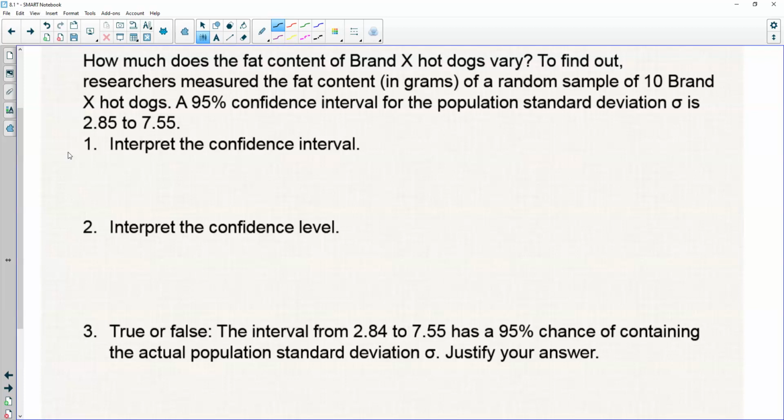I'll say that one more time. We didn't have to actually say the 10 in our explanation if we don't want to, but you can. You could say if many samples of 10 hot dogs were taken. But I said, if this sampling procedure were repeated many times, about 95% of the confidence intervals would capture the population standard deviation of the fat content of brand X hot dogs.